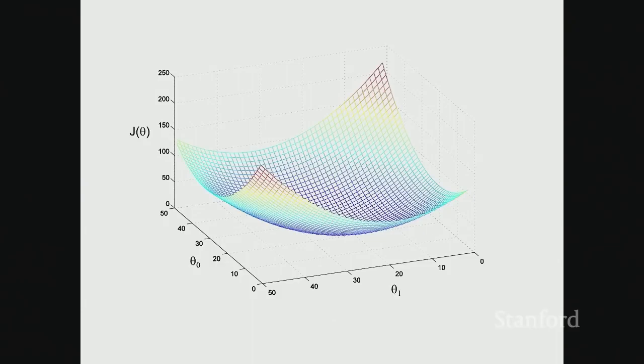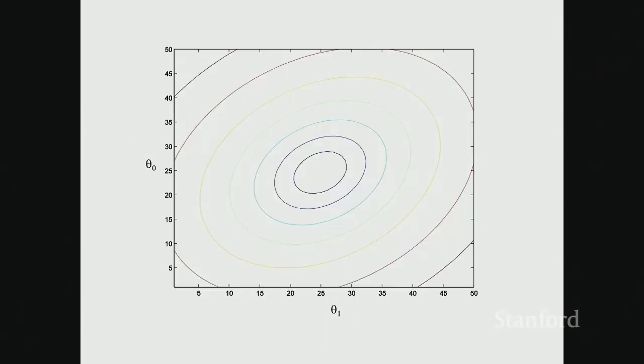The other way to look at a function like this is to look at the contours of this plot, right? So you plot the contours by looking at the big bowl and taking horizontal slices and plotting where the edges of the horizontal slices are. So the contours of this quadratic function will be ellipses like these, or these ovals.